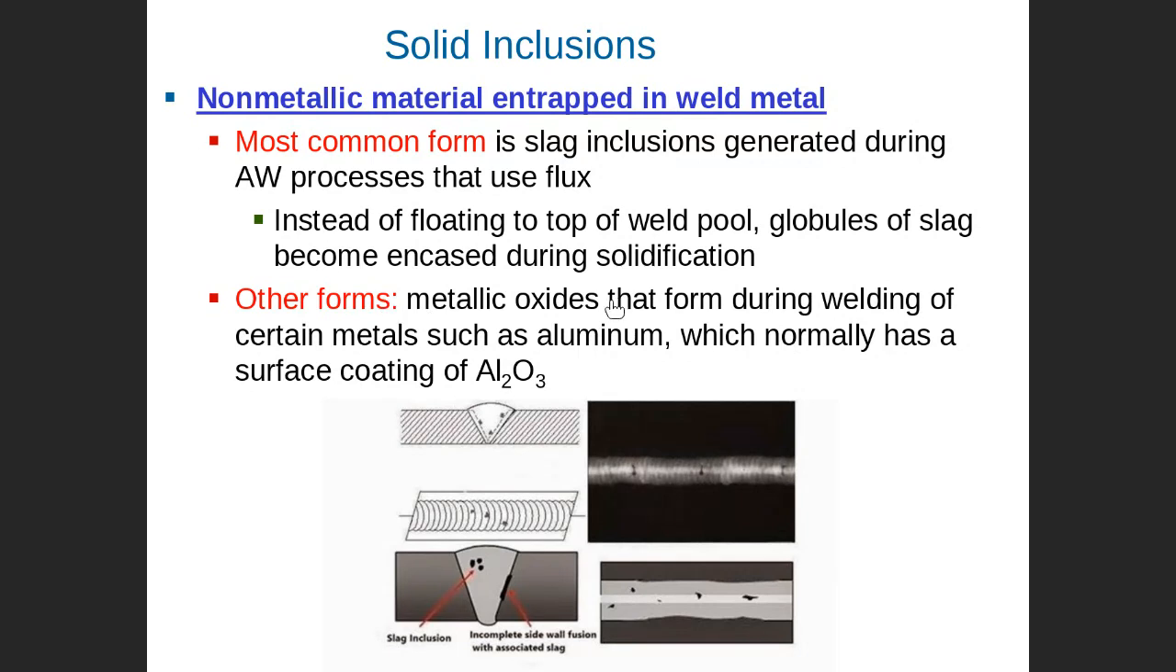Also metallic oxide. Metallic oxide happens if you don't shield well. You know that we shield by gas or shield by flux. If you don't shield well, then some oxide will be created, and as you can see here, we call it foreign material inside, or inclusion. This also reduces the strength of the material. We don't want to have harm, so we need to shield perfectly.